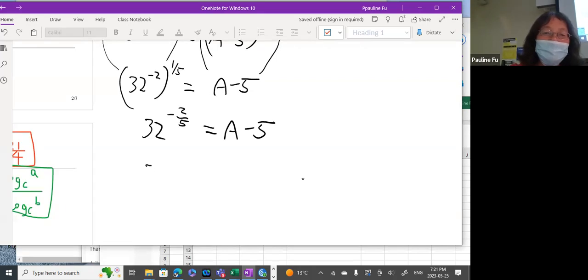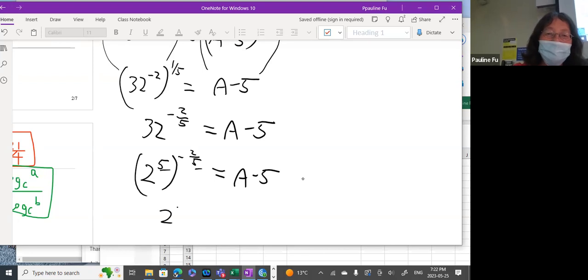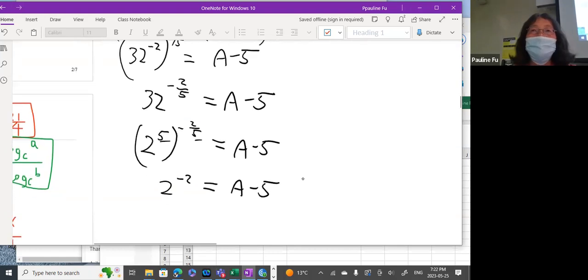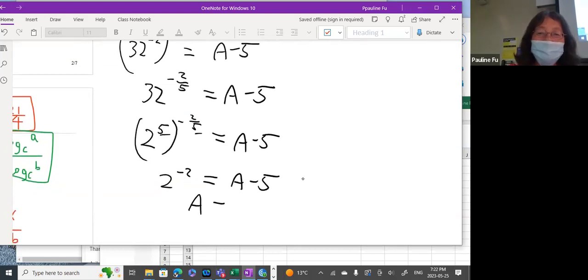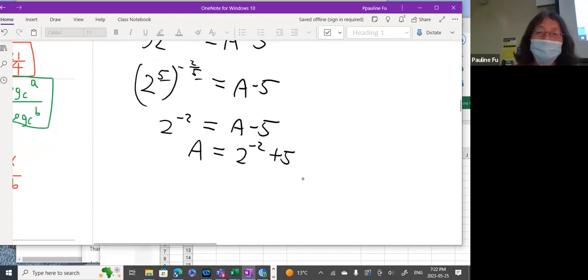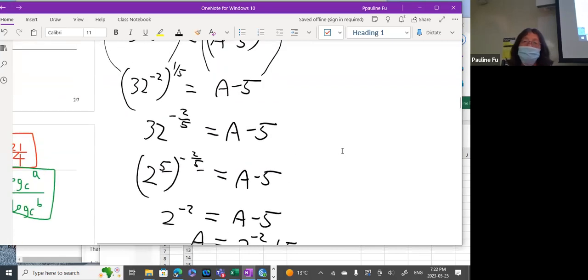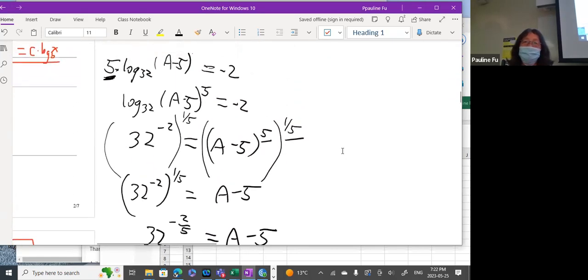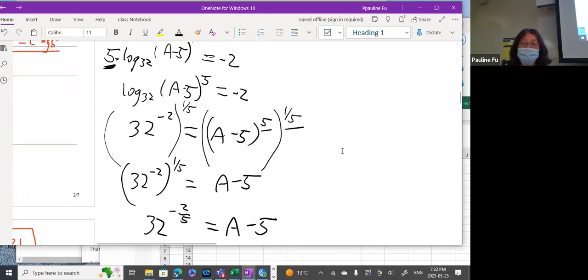And 32 is the same as 2 raised to power 5. And then 5 cancels out. So 2 raised to power negative 2 equal to a − 5. So a equal to 2 to the negative 2 plus 5. So a equal to 1/4 plus 5, 21/4. Okay. So I show the starting point to see if you have questions.